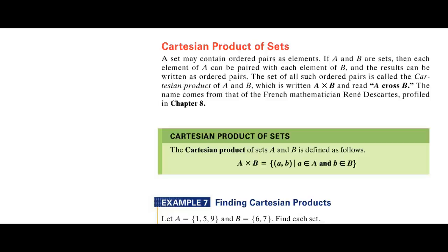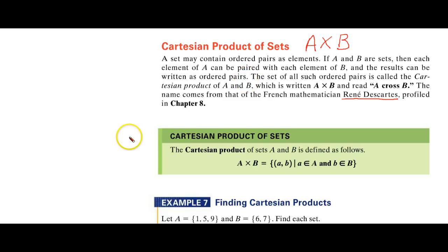Now, as we go into Cartesian product of sets, this is a special way to link up ordered pairs, and it's written A crossed with B. So set A crossed with set B. This was developed by a French mathematician, René Descartes, and referred to as Cartesian product of sets.